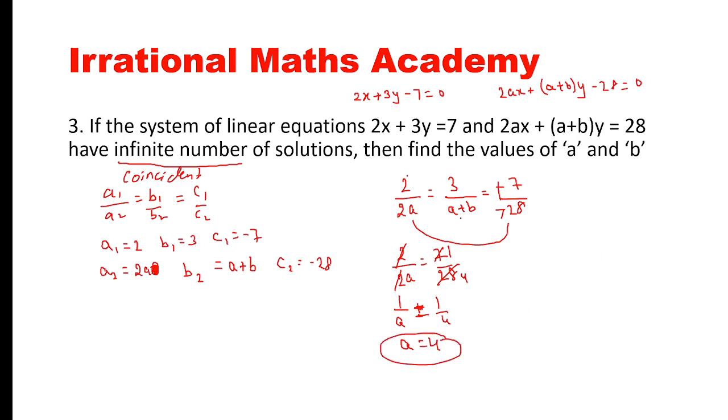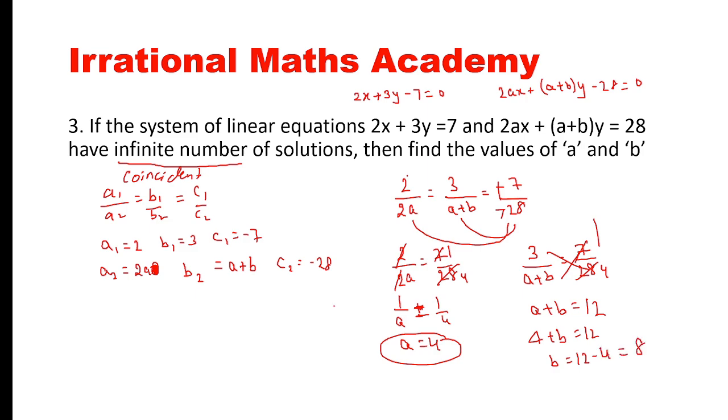Next what we'll do here? We'll solve these two. So 3 by (a plus b) equal to 7 by 28, right? 7 ones are 7, 7 fours are 28. Cross multiply it. So what do you get here? A plus b equal to 3 into 4, 12. Already we know the a value. Substitute here. A plus b equal to 12. B equal to 12 minus 4, that is 8. So the answer is: A value is 4 and B value is 8. I hope you understood, and still if you have a doubt you can ask me in the comment section.